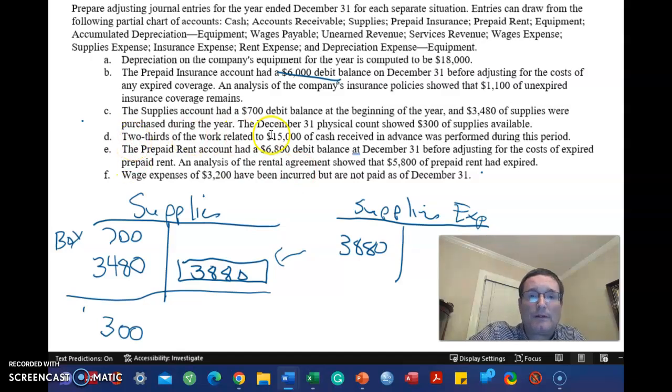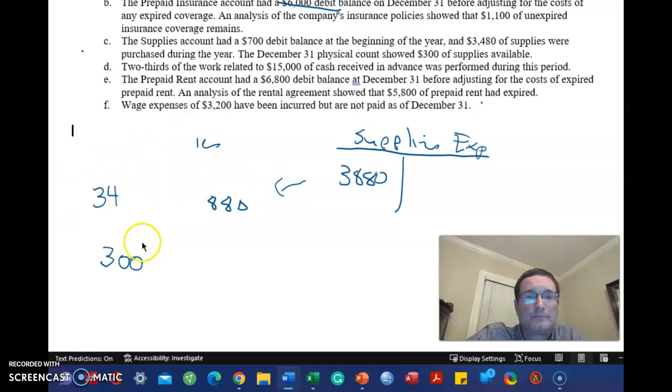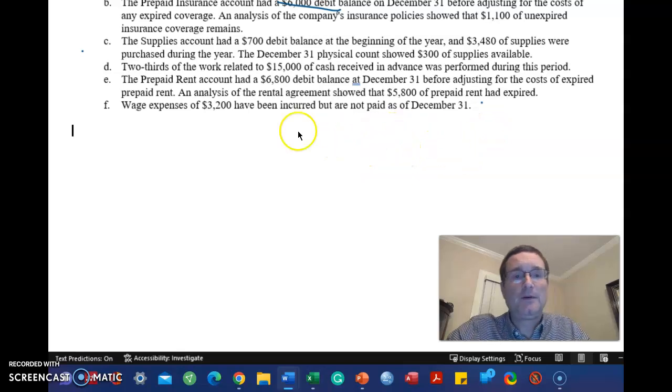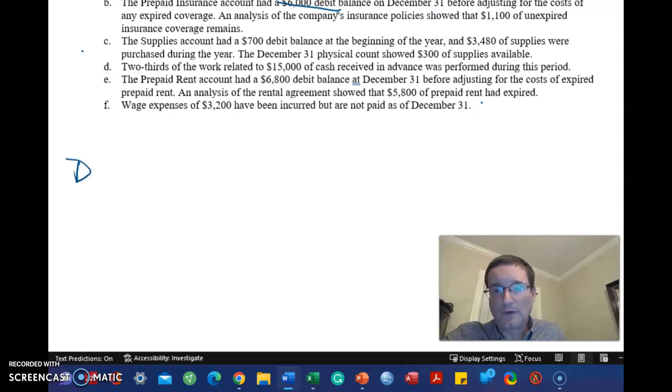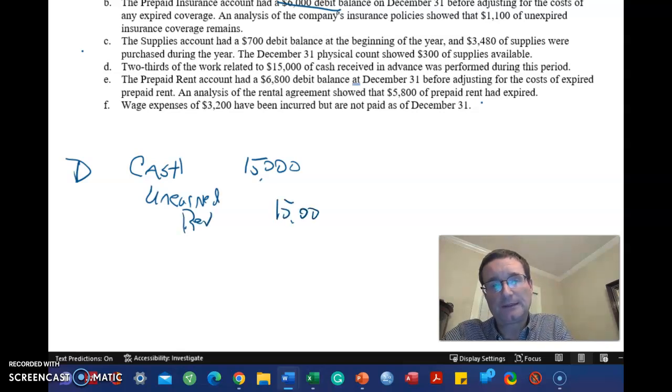D, two-thirds of the work related to $15,000 of cash received in advance was performed during this period. All right, so D, a long time ago, maybe last month, earlier in the month, they received a check for $15,000 for work they need to do. Somebody went ahead and paid in advance. So we put it in unearned. I didn't leave enough room, so we'll just put it on two lines. Unearned revenue for $15,000, okay?